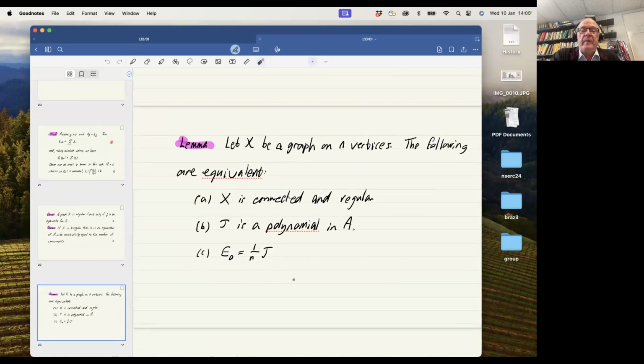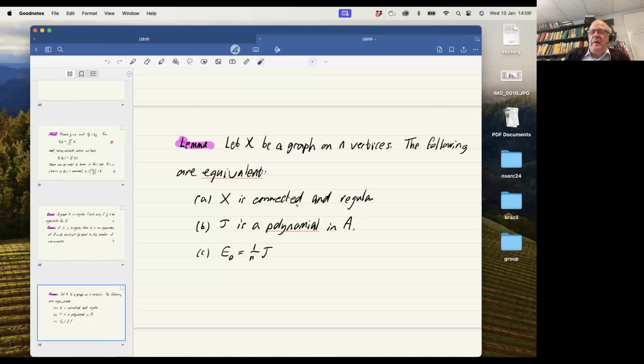Now, one way of saying it: if the graph's connected and regular, then the largest eigenvalue is k, and that's simple by the stuff I just showed. So that means that the spectral idempotent corresponding to theta 0 is just z z star, where z is a unit vector spanning the eigenspace.